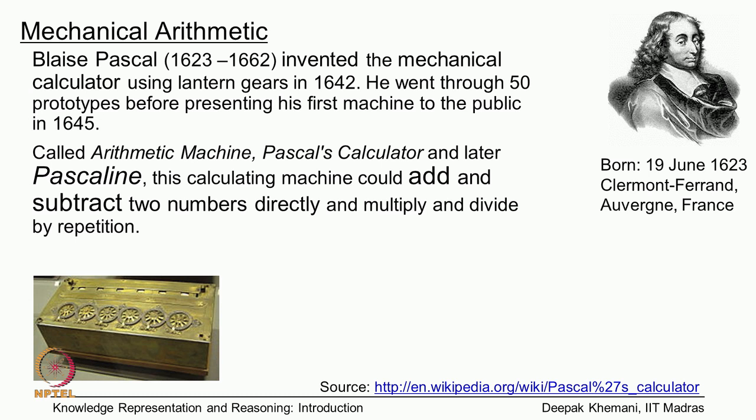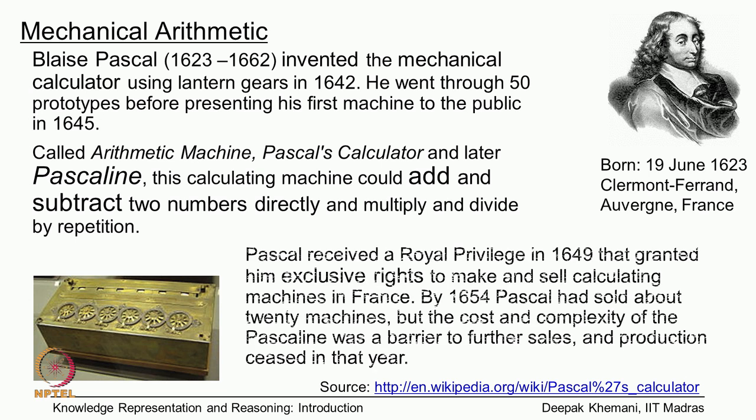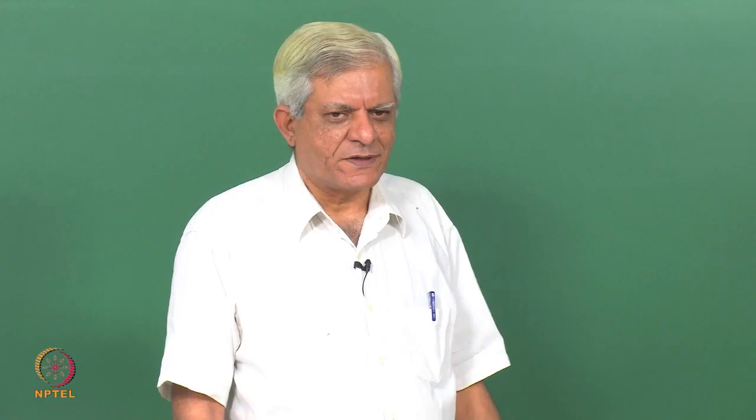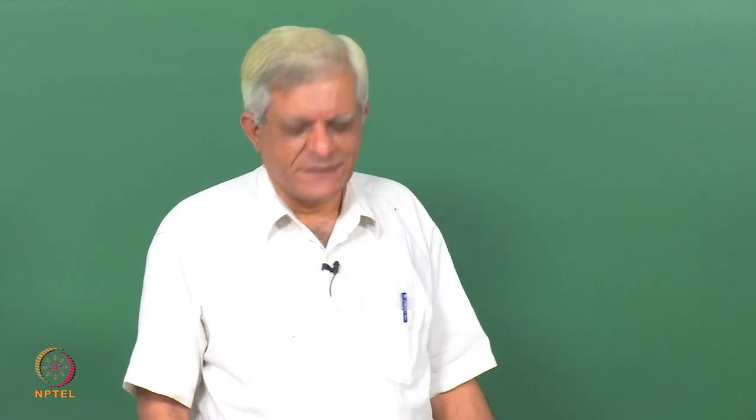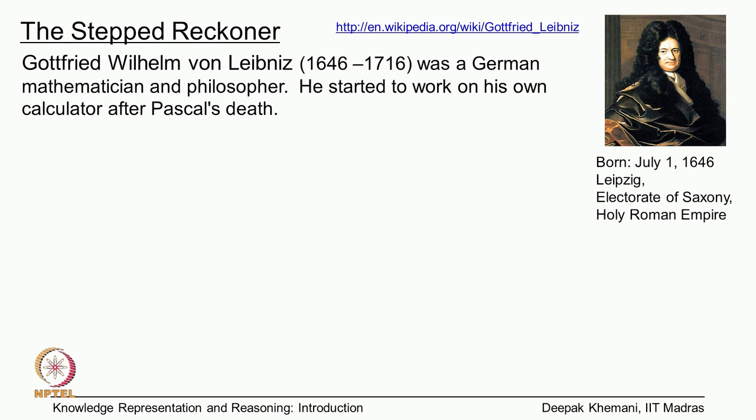So, this is a picture of Pascaline, which you can find on the web. I have given all the sources of where I have taken these pictures from, most are from Wikipedia. He was given an exclusive right to make and sell those machines, but he managed to sell only about 20 of them, and so it was becoming too bad a business proposition for him. So, his startup in some sense did not work.